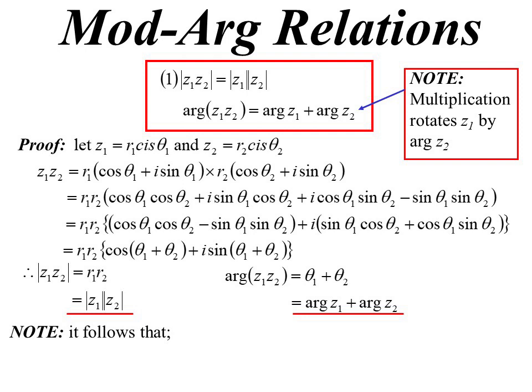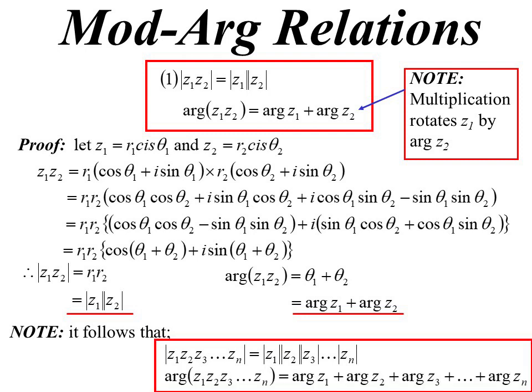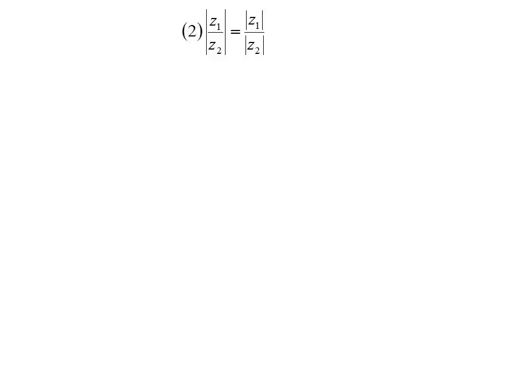Now it follows, I just did it with 2 numbers, but obviously if we had many numbers, we could just apply that over and over again. So if I've got n there, but say you've got 10 complex numbers you're multiplying together, it might be easier just to find the modulus of each one and then multiply those together. And the argument, we would just add them all together, however many we've got. Division, very similar.